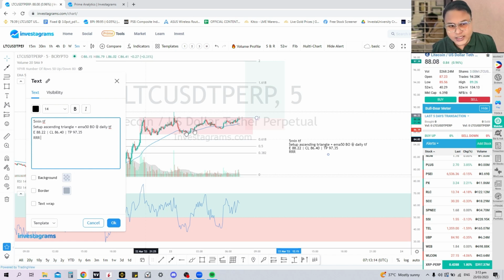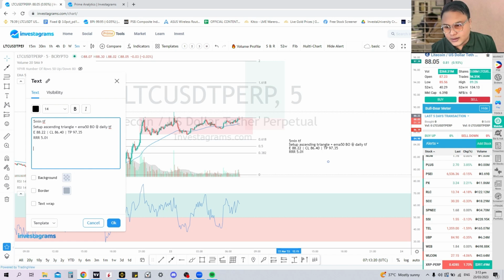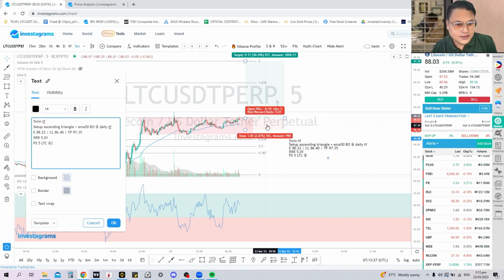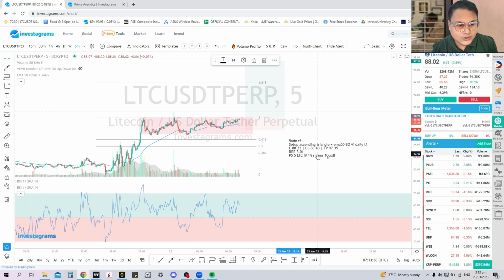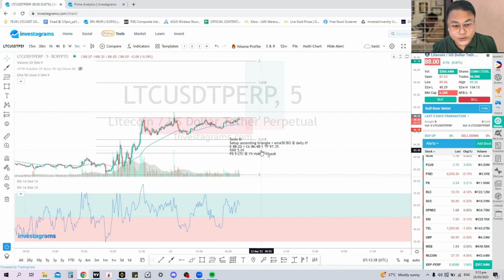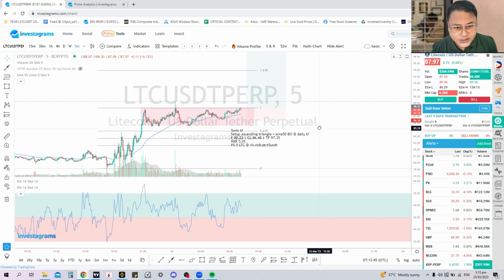Ngayon, reward to risk ratio natin on this trade is 5.01. Ngayon, PS natin is 5 units, 5 LTC, at 1% risk or 10 USDT. So, gets naman na yan, no? Nilalagay lang natin yan dyan para to remind us kung ano talaga yung objective. So, yan. Ngayon, execute na natin siya.